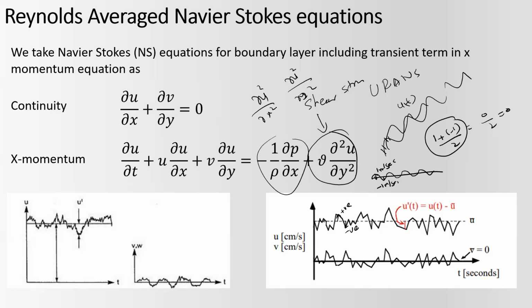The normal stresses are the terms ∂²v/∂y² and ∂²w/∂z². The normal stresses have a very small magnitude compared to the shear stress. So that's why we can ignore them based on the magnitude analysis.